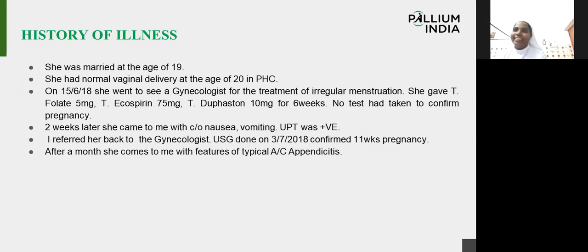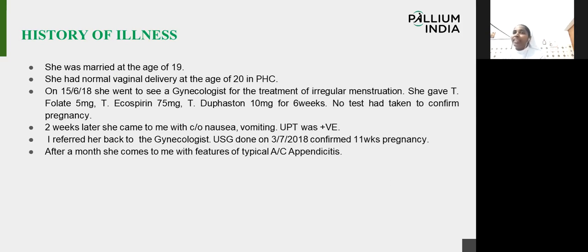History of illness. She was married at the age of 19. Within a year, she had a normal vaginal delivery. After the first delivery, for about 3 years, she had the problem of irregular menstruation and one missed abortion. For that, when she visited a gynecologist, she was given Ecosprin, Duphaston, and folate. No tests were taken to confirm pregnancy at the first visit.